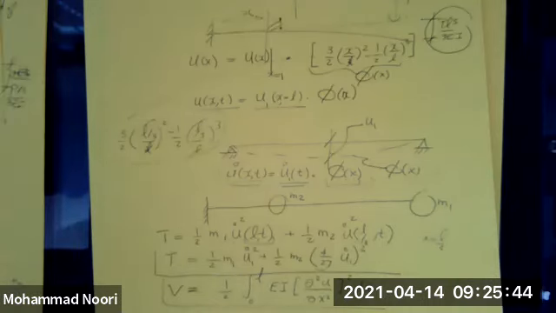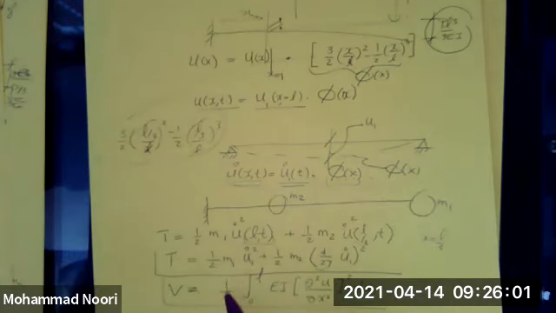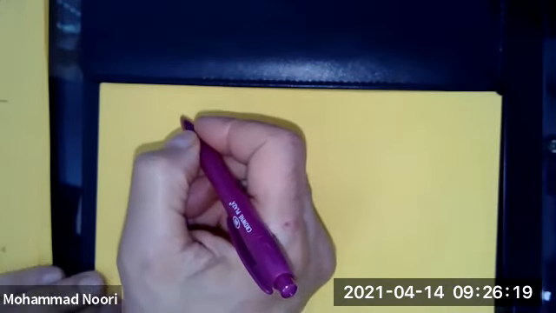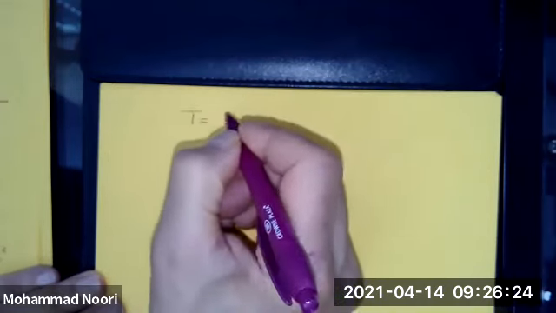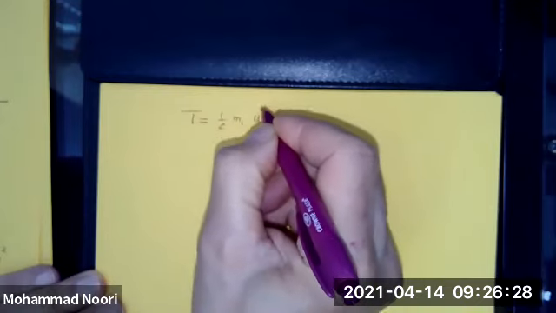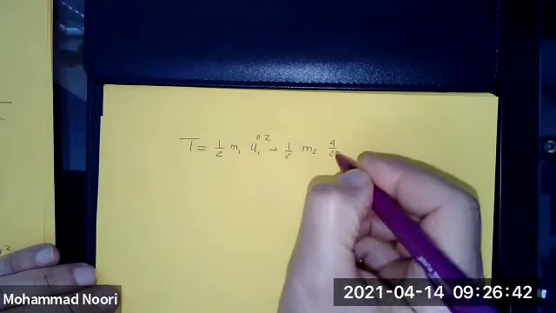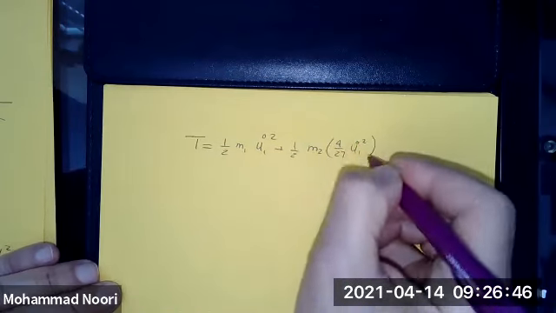So for this problem, all I need is to evaluate these two, add them up, take the derivative with respect to time, and equate that to zero. That's what I will do. So the kinetic energy T was 1/2 of M1 U1 dot squared, which is what I did here. Plus 1/2 of M2 times 4 over 27 U1 dot squared. So this is the kinetic energy.